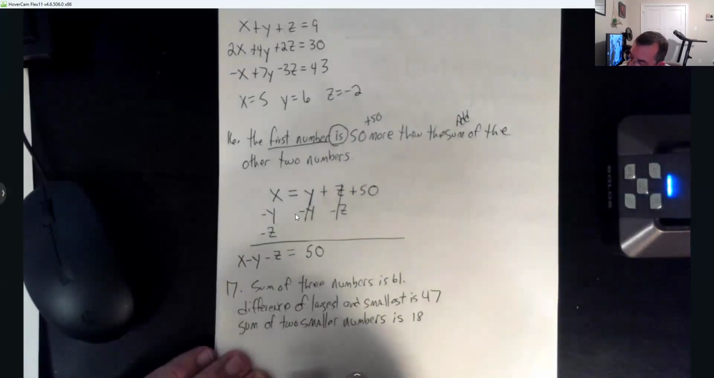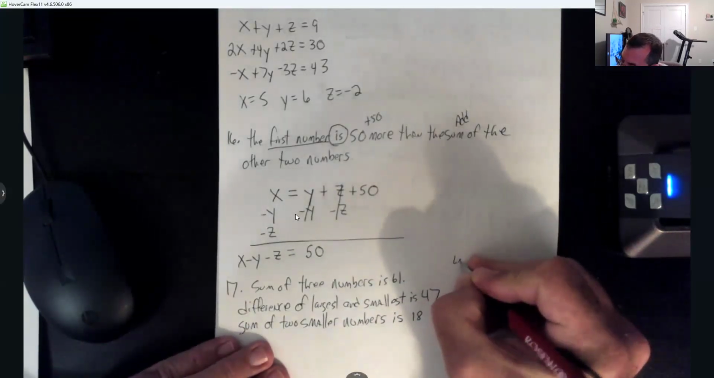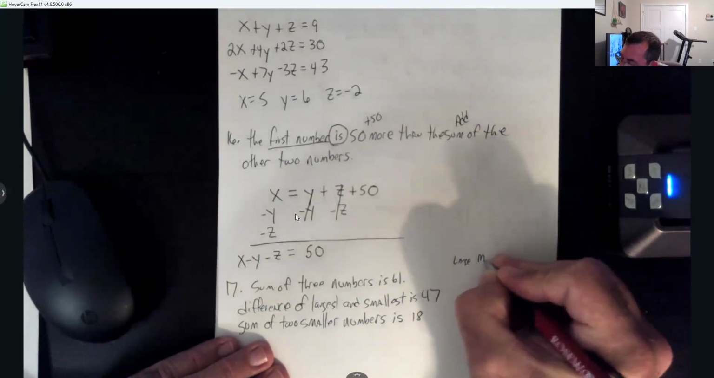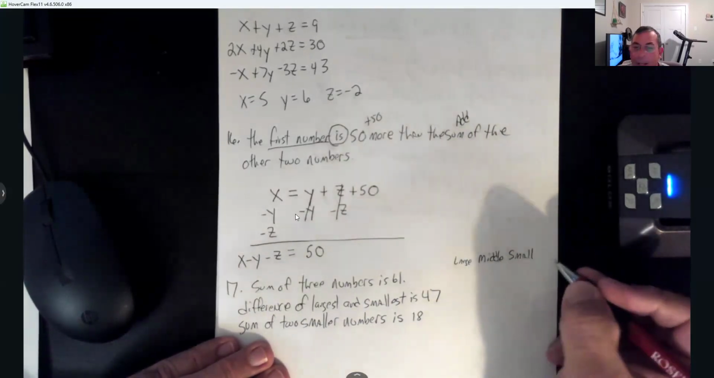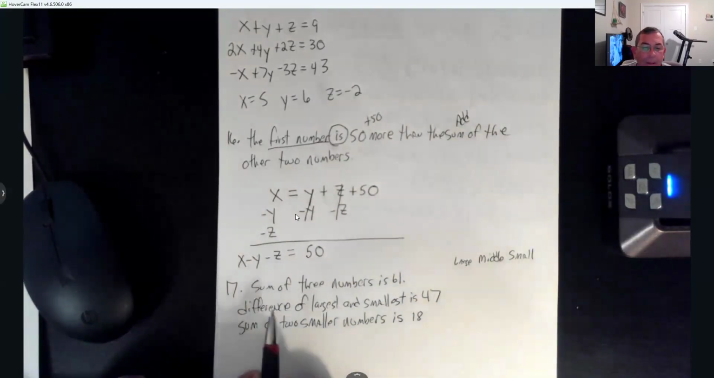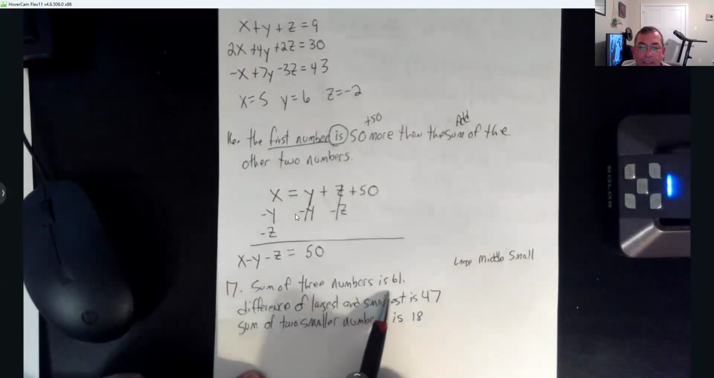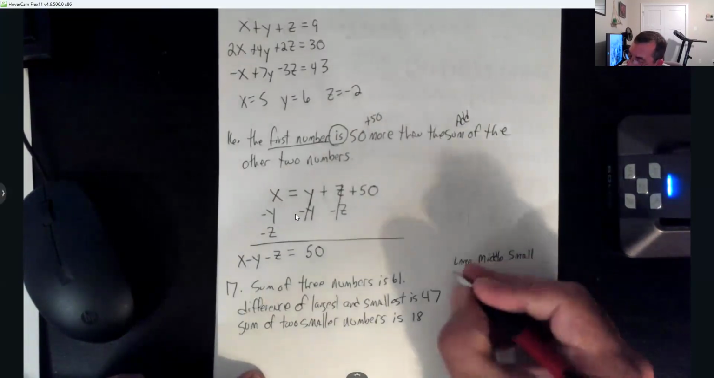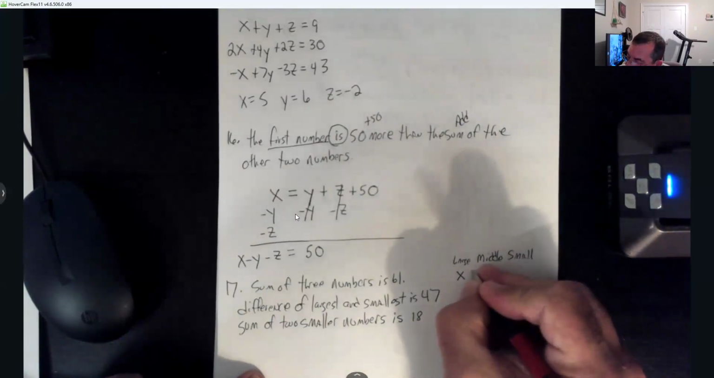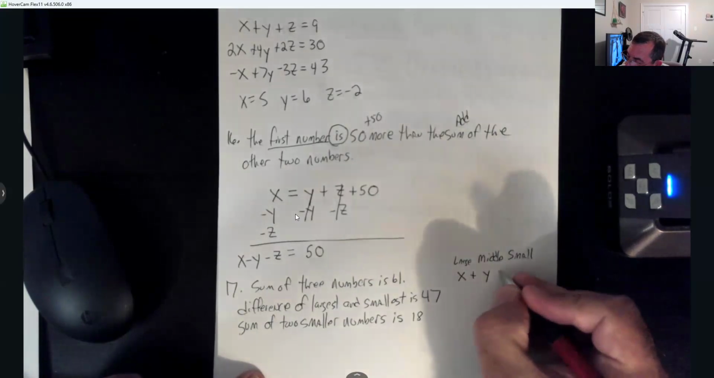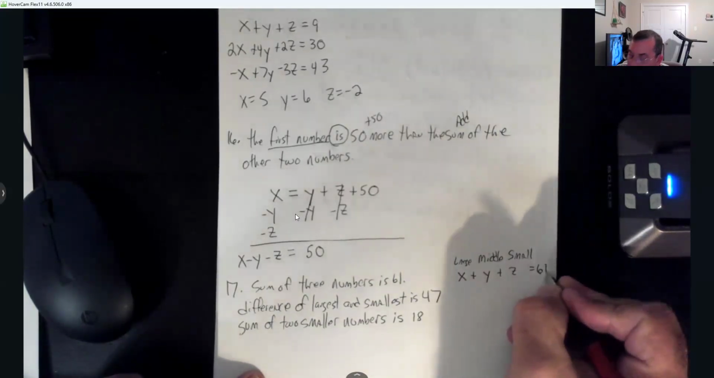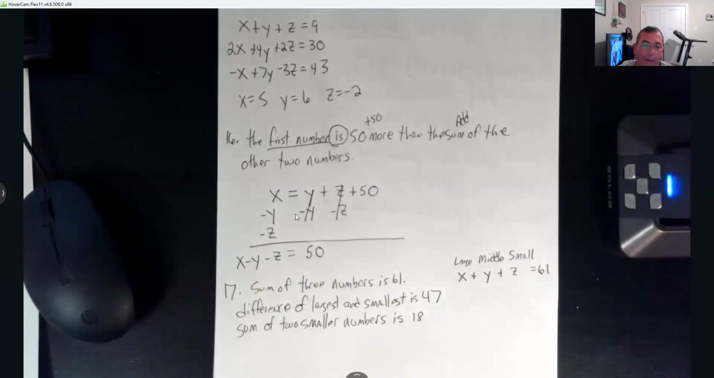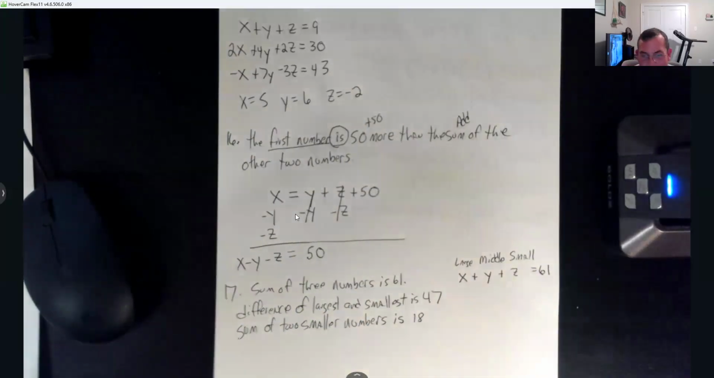So since we got three numbers, I will put my large one first, my middle, and then my smallest number, and then my answer. So y'all, what are you putting for this? The sum of three numbers is 61. Well, that'll be x plus y plus z equals 61.